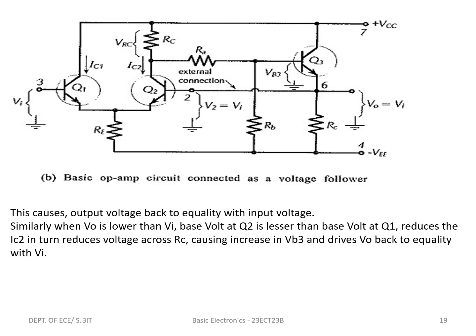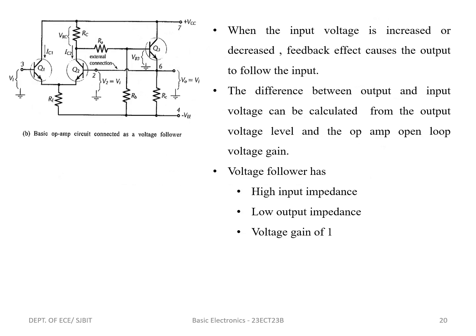Similarly, when V0 is lower than Vi, the base voltage of Q2 is lower than the base voltage of Q1. This reduces IC2, which in turn reduces the voltage across RC, causing an increase in VB3 and drives V0 back to equality with Vi. Next, when the input voltage is increased or decreased, feedback causes the output to follow the input. The difference between output and input voltage can be calculated from the output voltage level and the op-amp open loop voltage gain. Therefore, the voltage follower has high input impedance, low output impedance and a voltage gain of 1.